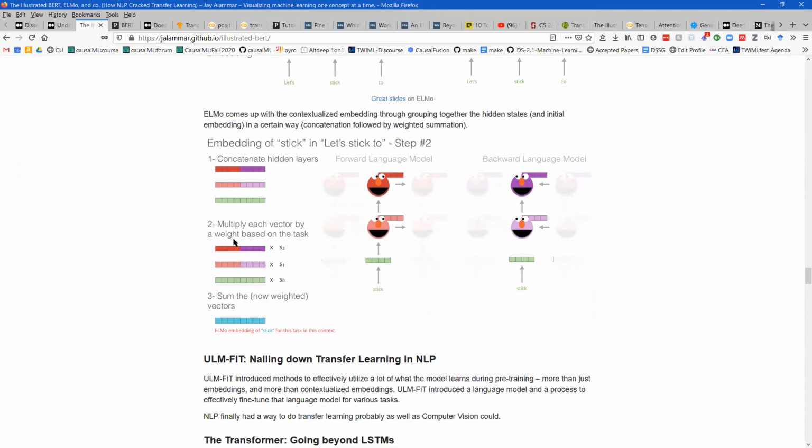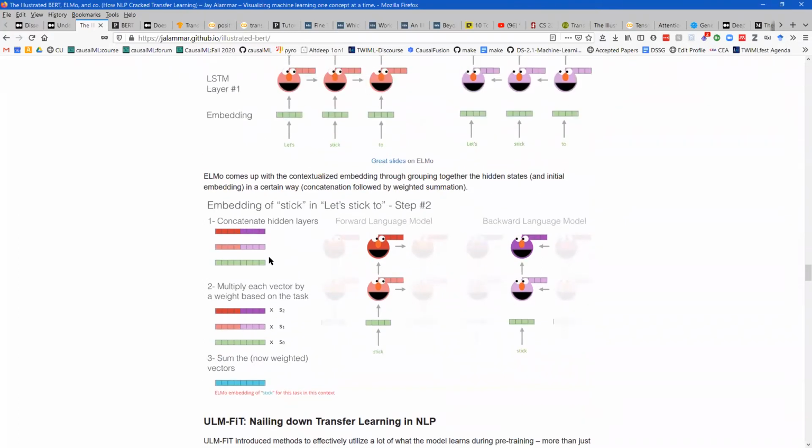But then this second step here, we're going to multiply each vector by a weight based on the task. And let's see, so these are the original word embeddings that you inherit from word2vec or GloVe, the green. Is that what you understand the green to be, Gautam? Yep, that's what it is. Okay, thanks very much.